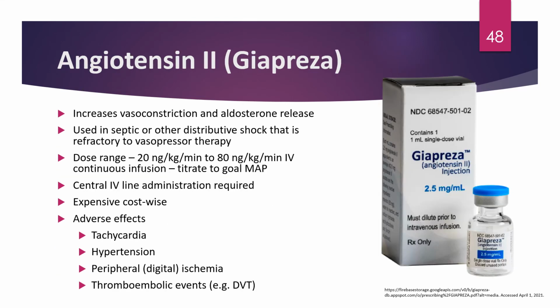Another agent that's come out within the last few years is called angiotensin II, or Giapreza. This one doesn't necessarily have a formal guideline recommendation yet, but it does increase vasoconstriction and aldosterone release. So it basically does the opposite of our ACE inhibitors and our angiotensin receptor blockers like lisinopril or losartan. You can use this in sepsis or septic shock or other distributive shocks that are refractory to vasopressor therapy. The dosage ranges come in nanograms per kilo per minute.